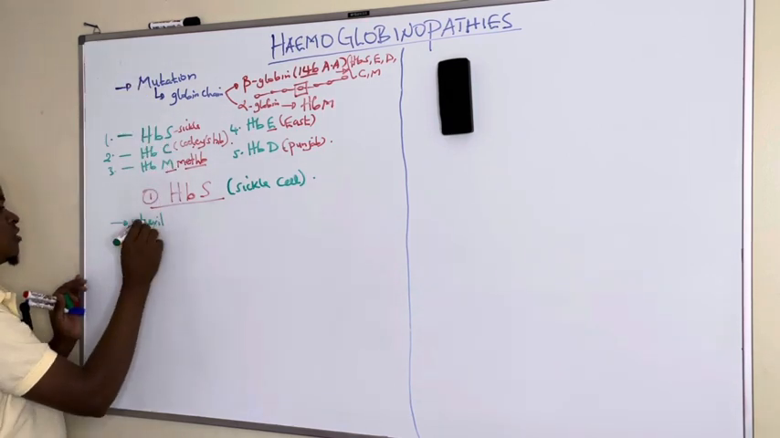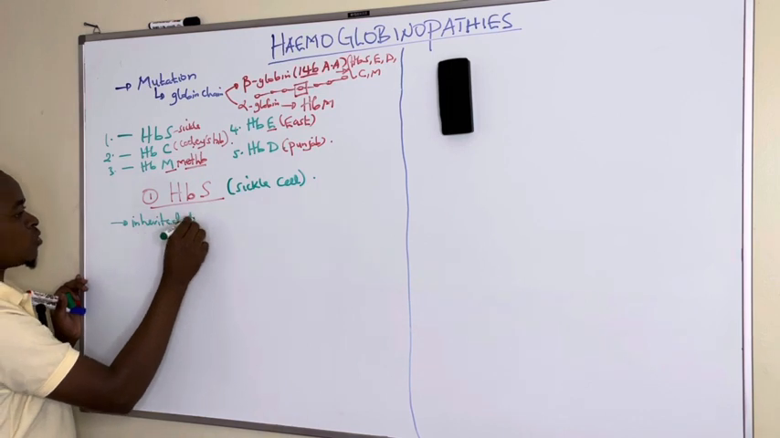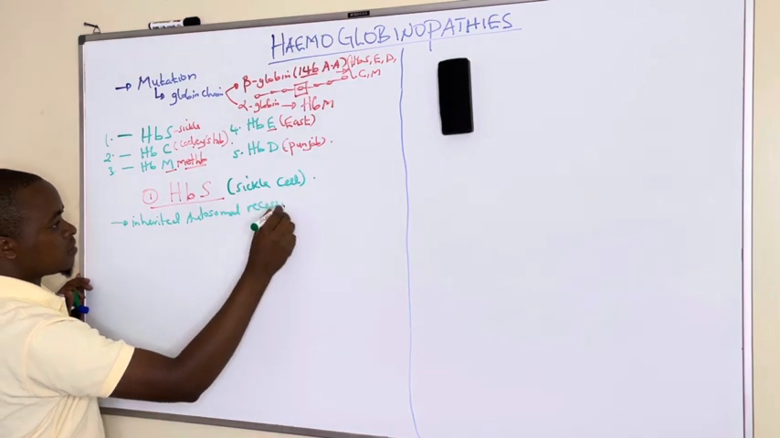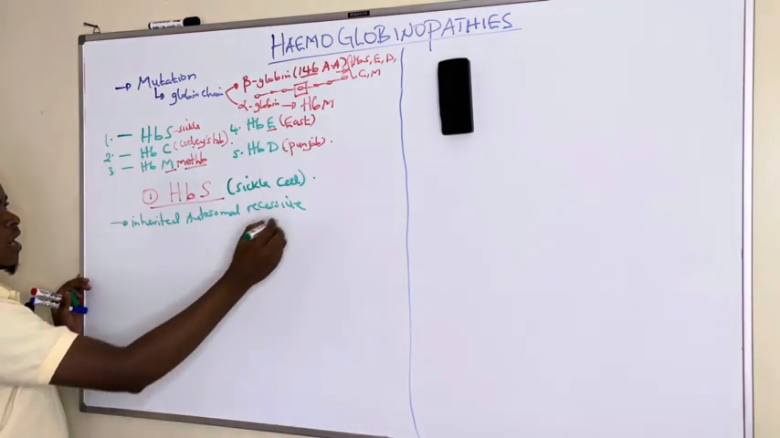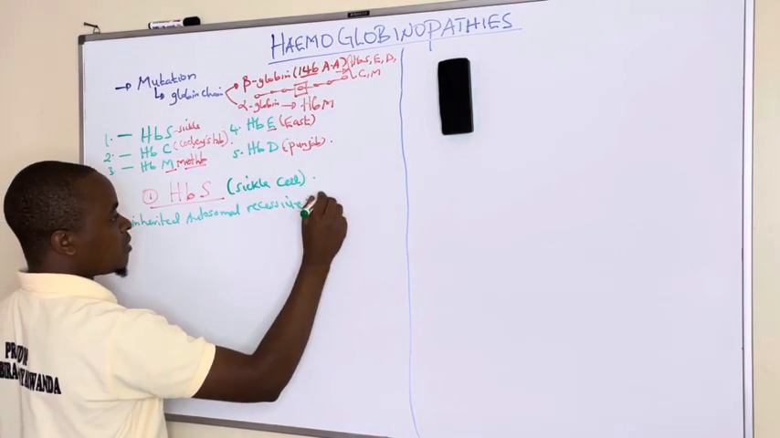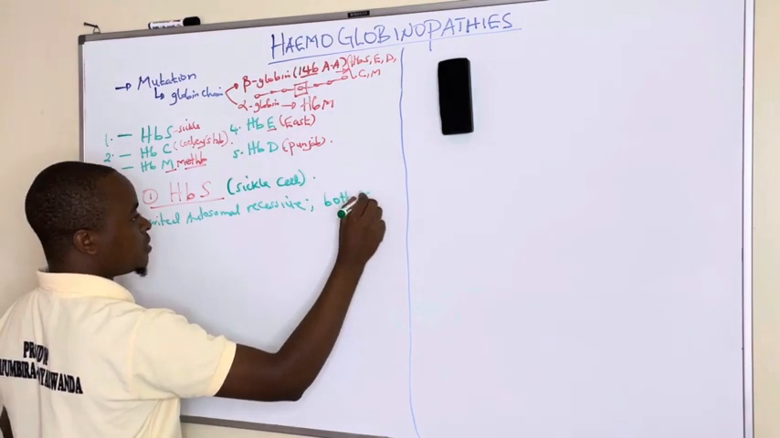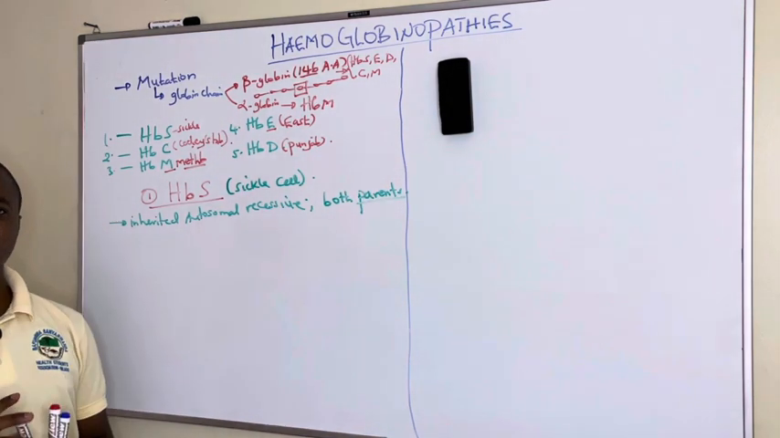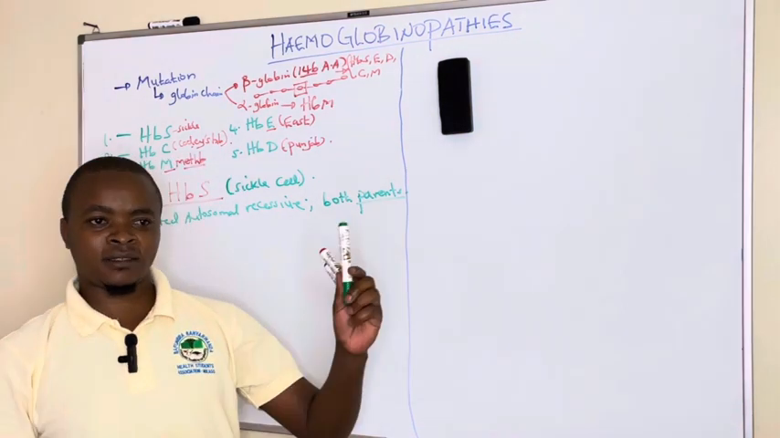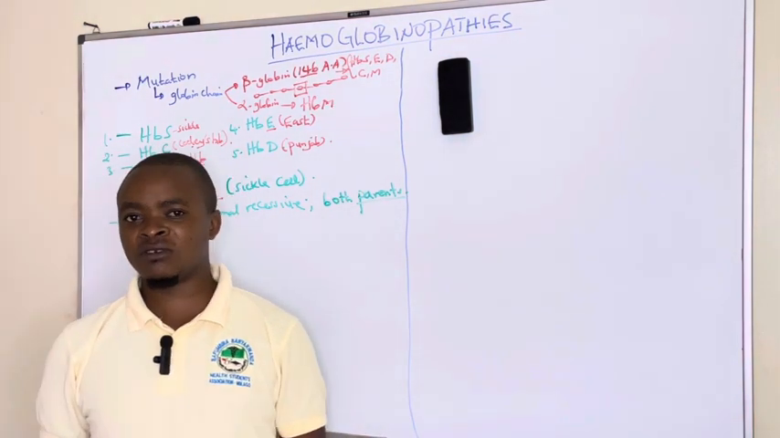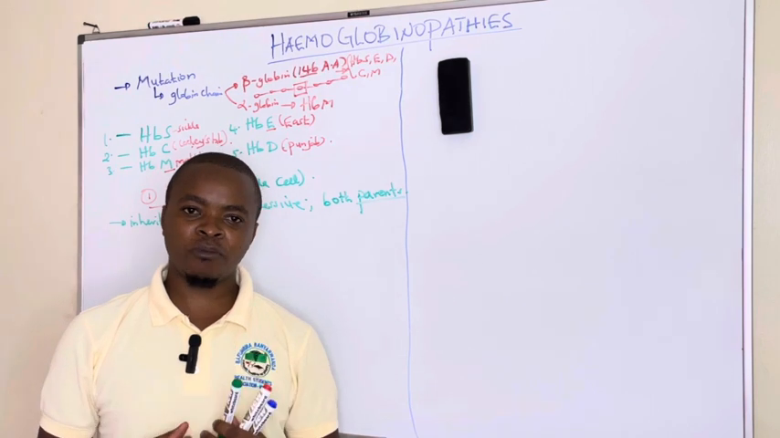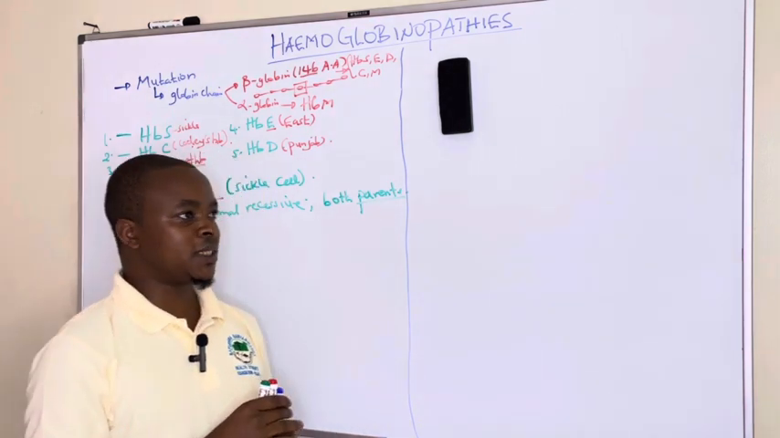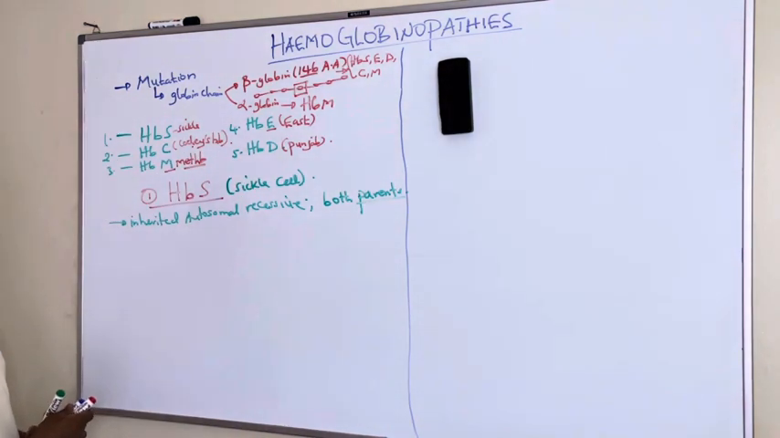We said all of them are due to mutation, but this is an inherited autosomal recessive gene. And we acquire it from both parents. So you cannot produce a sickler when the mother has a sickle cell gene and the father does not. Both the father and the mother must have the gene to be able to produce a sickler or to have the sickle cell gene.